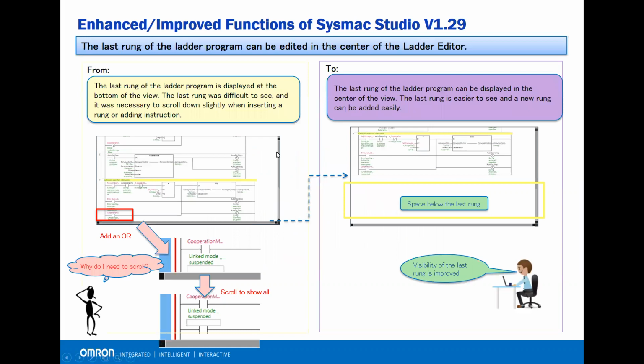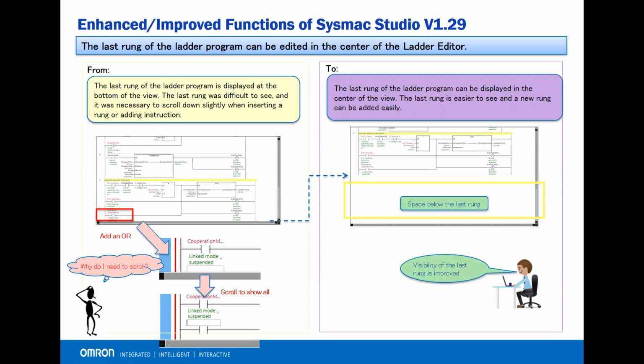In the previous version, the last rung of the ladder program displayed at the bottom of the view. The last rung was difficult to see, and it was necessary to scroll down slightly when inserting a rung or adding an instruction. With Sysmac Studio version 1.29, the last rung of the ladder program can be displayed in the center of the view. The last rung is easier to see, and a new rung can be added easily.